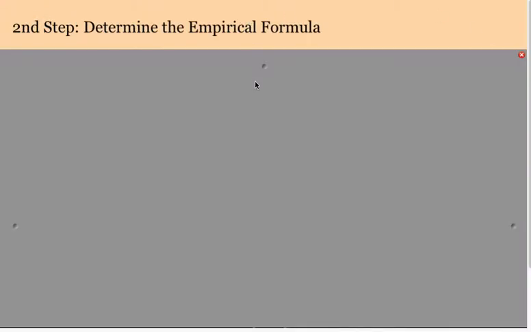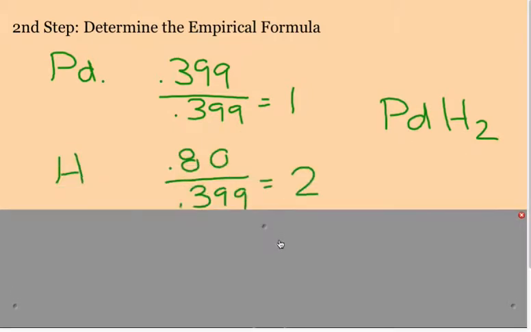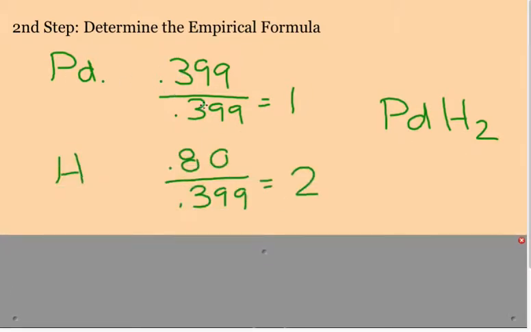Next thing is when you divide by small. You can see here, again, palladium is the smaller one, 0.399 is smaller than 0.8. So 0.399 divided by 0.399 is 1. And again, the second one's not perfect. 0.8 divided by 0.399 is 2.0050. Since it's so close, even with sig figs, it's 2.0, we can just round it to exactly 2. These are both whole numbers, so 1 palladium, 2 hydrogen, and then for our empirical formula, we're done. That is our empirical formula.